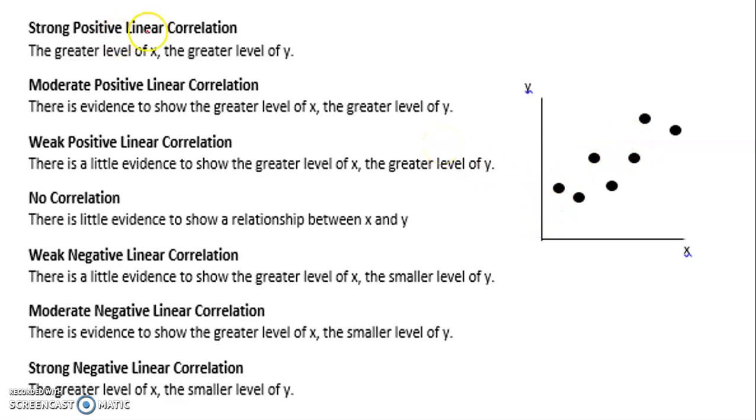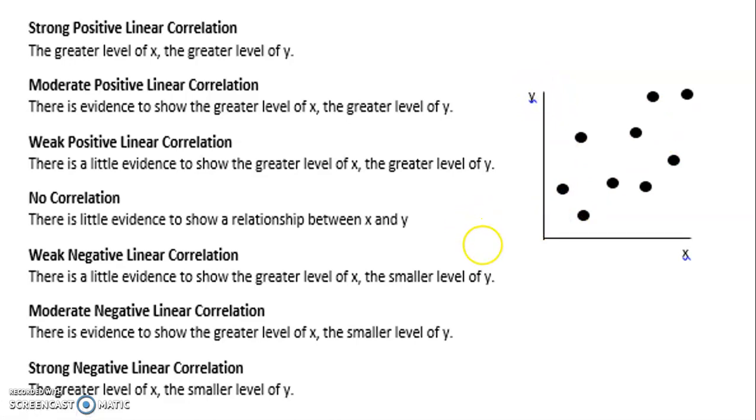So this is a moderate positive linear correlation. We can still see that there is a relationship or an association or a correlation between them, but it's not as close to a straight line, so it's not as strong. This would show that there is evidence that an increase in x does result in an increase of y, or it's correlated to an increase in y, but it's not as strong a correlation as beforehand.